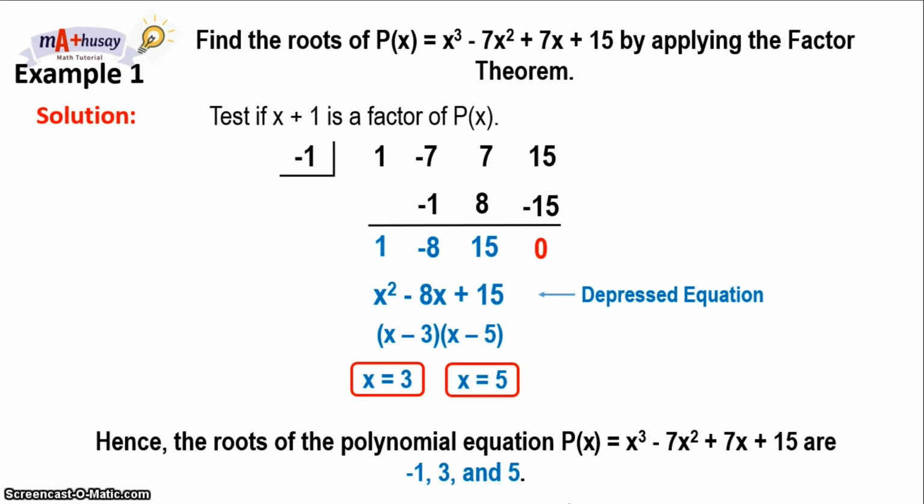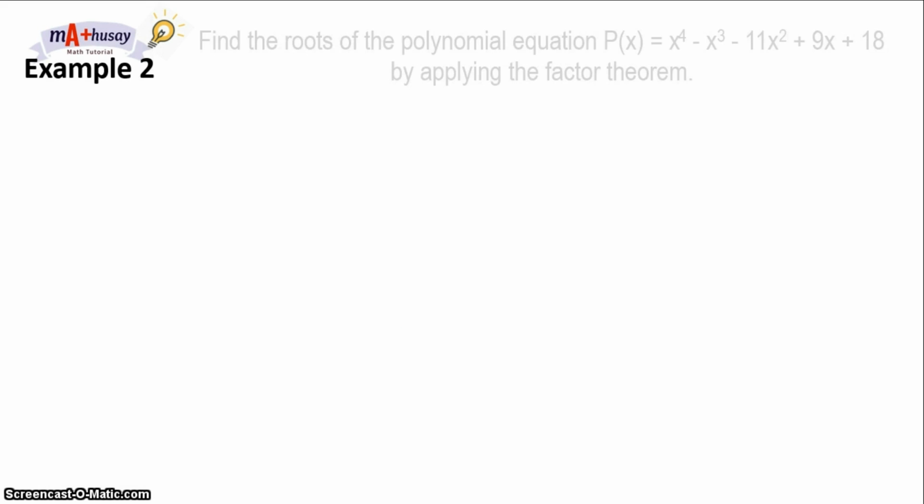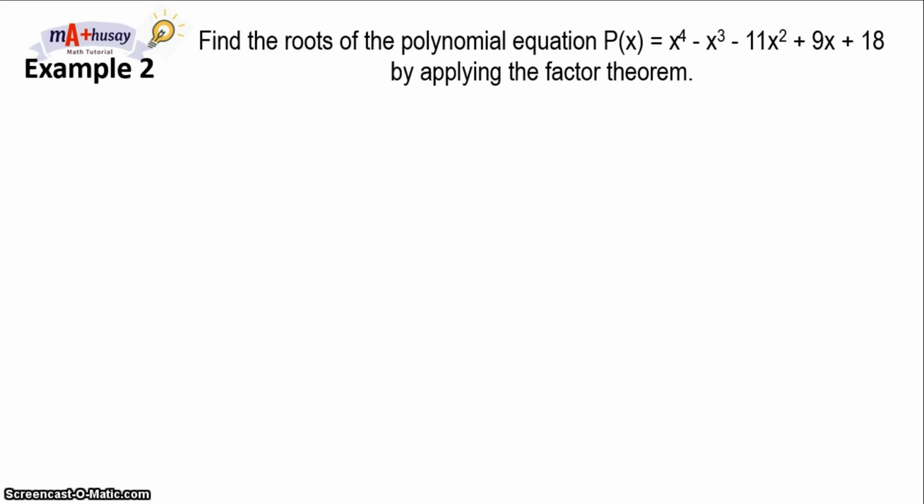Let's take another example. Example number 2. Find the roots of the polynomial equation p of x equals x to the 4th power minus x cubed minus 11x squared plus 9x plus 18 by applying the factor theorem. Again, we will test whether x plus 1 is a factor or x minus 1 is a factor of p of x. In this case, I want to test if x plus 1 is a factor of p of x.